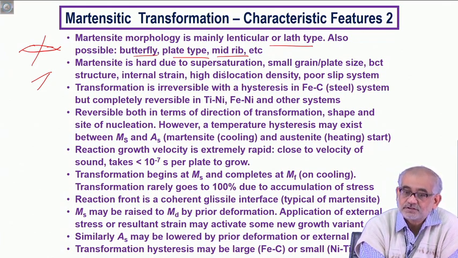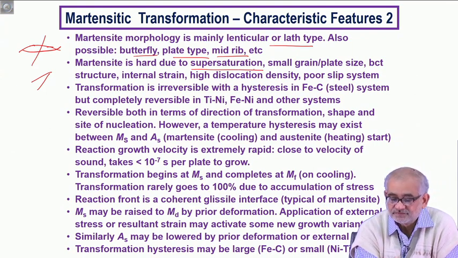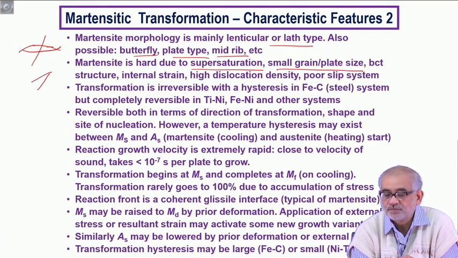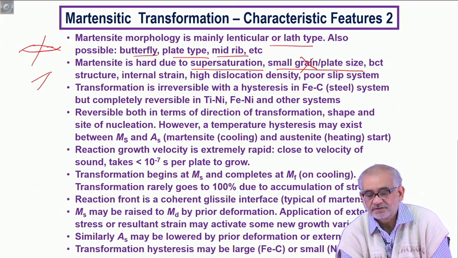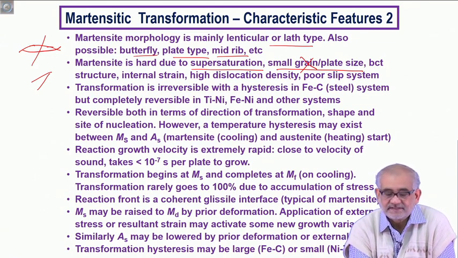Martensite is the hardest solid solution because of very many reasons. Most important is the supersaturation. Higher the amount of carbon, greater the supersaturation and greater is the strength. Also because it has very small plate size. I would rather not use the term grain because we are not talking about polygonal shape, we are talking about large aspect ratio, lenticular or plate or spear like shape. So, very small plate size.